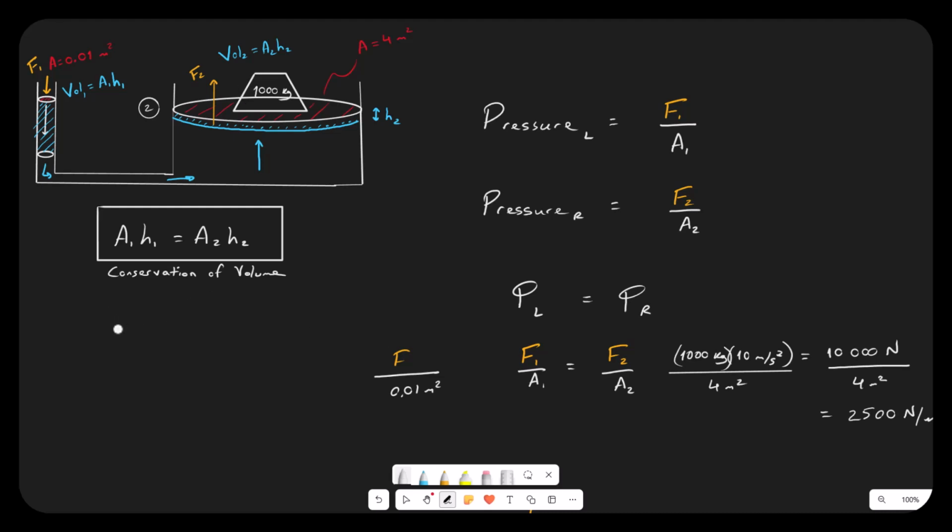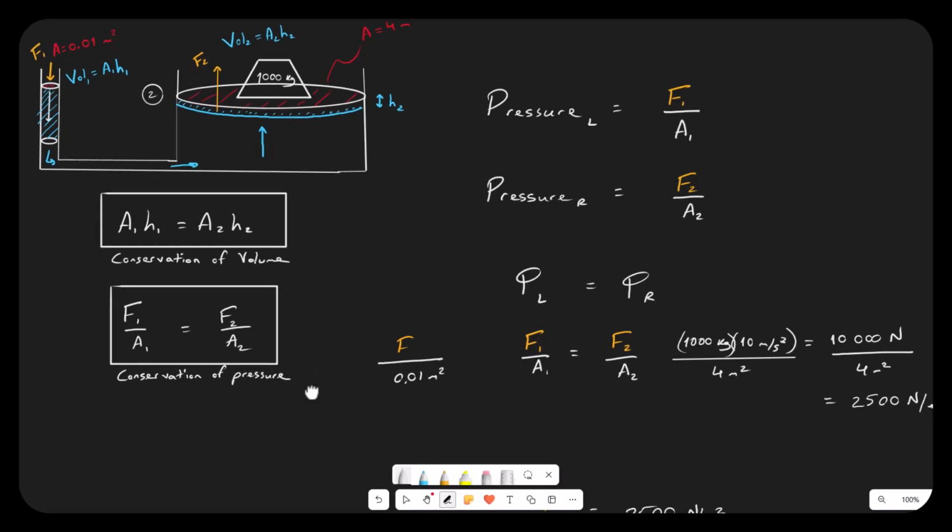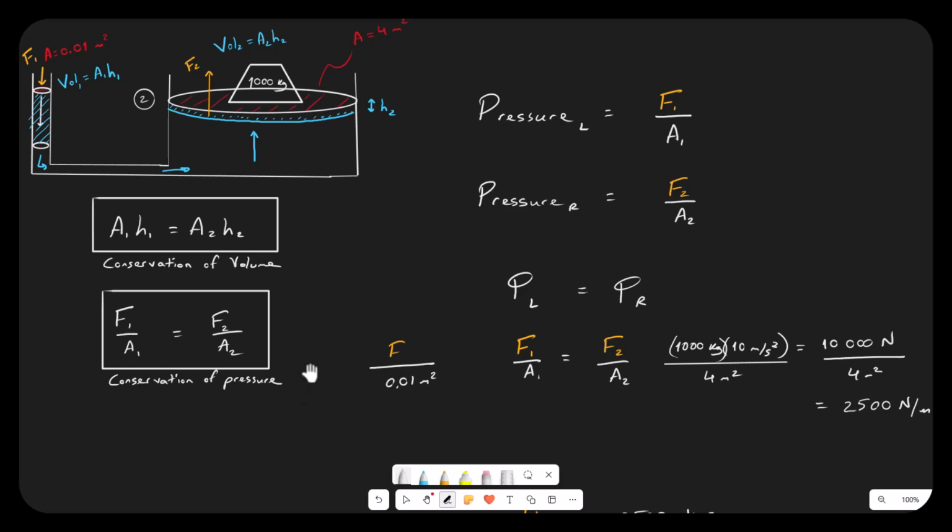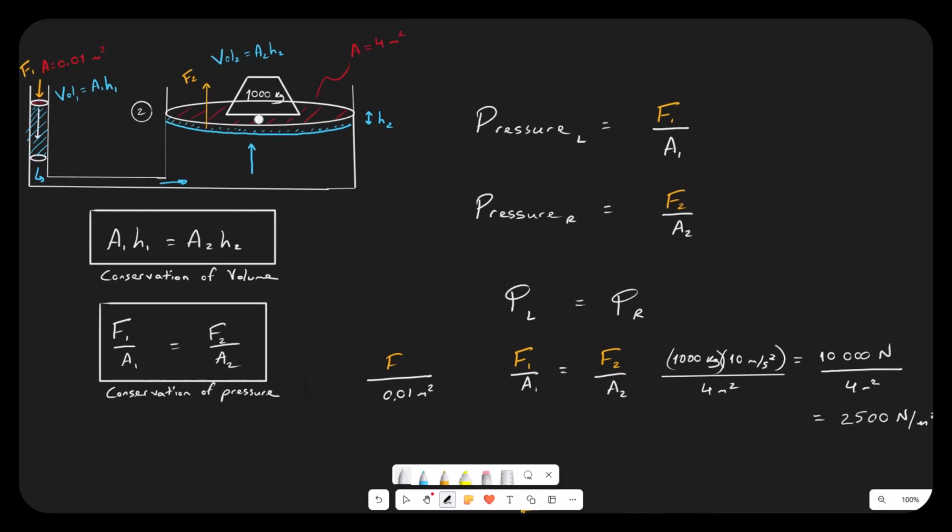It means that we get this second equation that says F1 over A1 equals F2 over A2. This one's a conservation of pressure. So a very, very similar equation. But it does leave the question of why can I get away with this? Doesn't it seem like if I can just amplify force like this, I'm getting something for nothing?